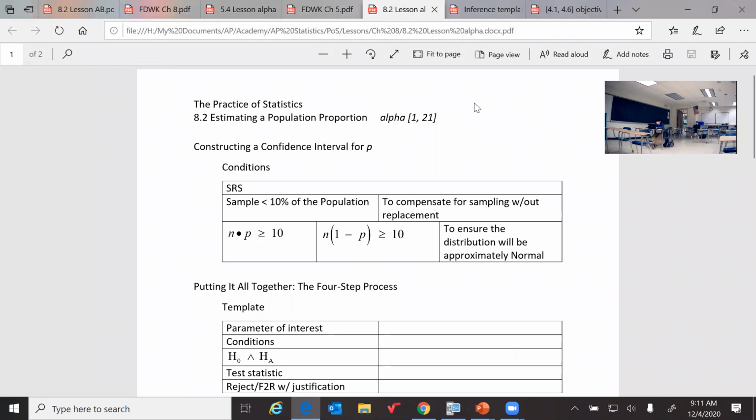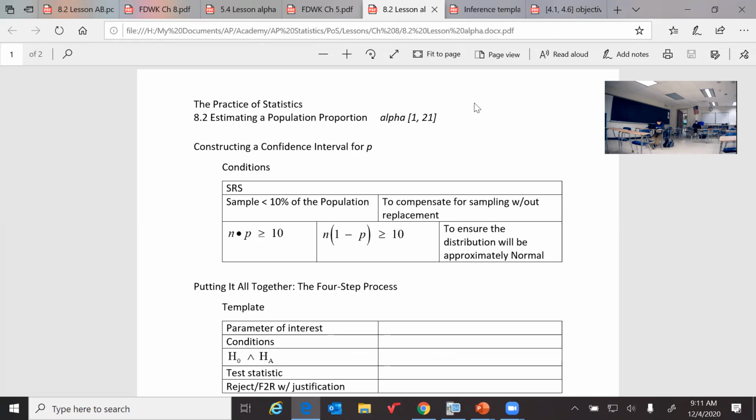So, the first thing, ready? The conditions. The conditions are SRS, the sample is less than 10% of the population, it's a proportion. So for you to assume that the distribution is approximately normal, n times p hat, n times 1 take away p hat, they both have to be greater than or equal to 10.